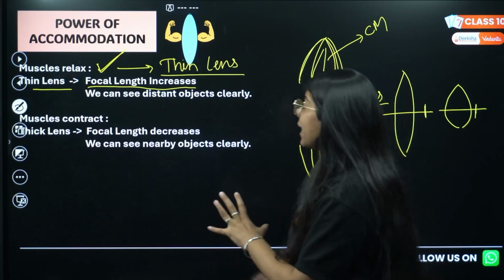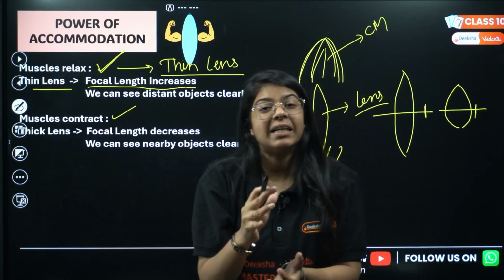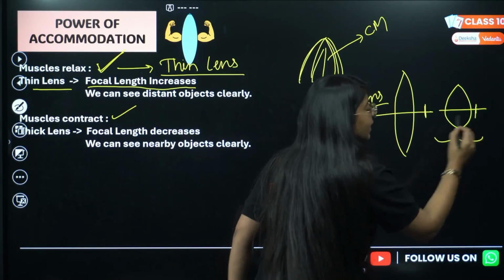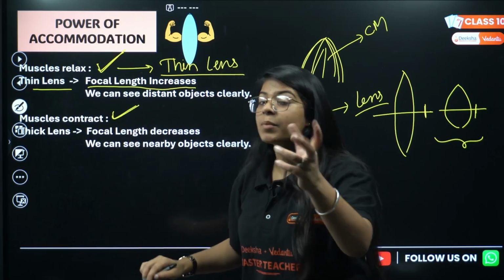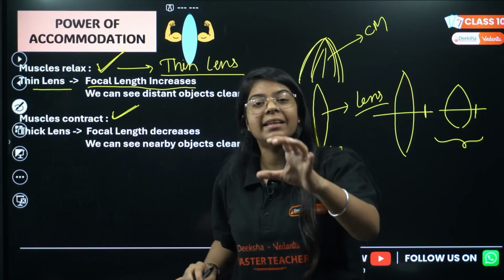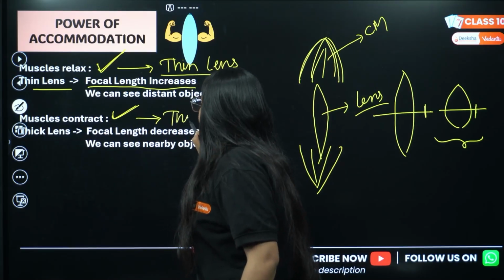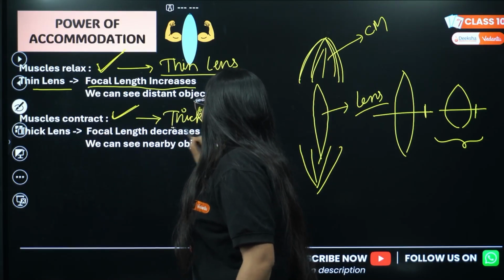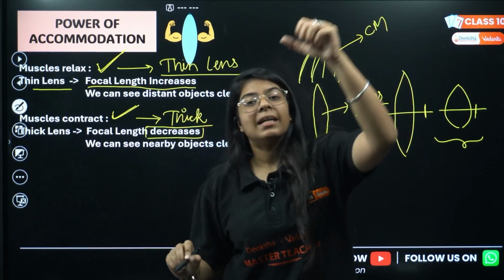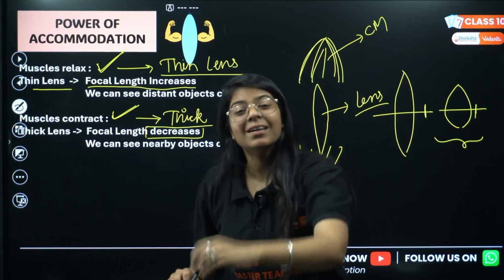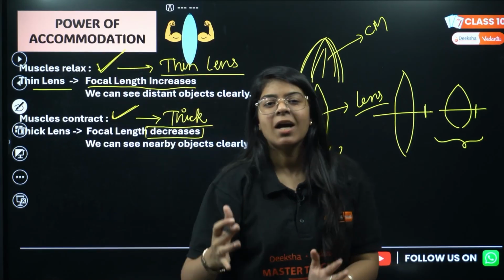Understood? Then if muscles contract, if they are holding the lens very tightly, the muscles are not relaxed, they are contracted, and the lens becomes thick. As the lens becomes thick, its focal length decreases. Understood? Muscles contract, lens becomes thick, and focal length decreases. As the focal length decreases, the object distance also decreases, right?